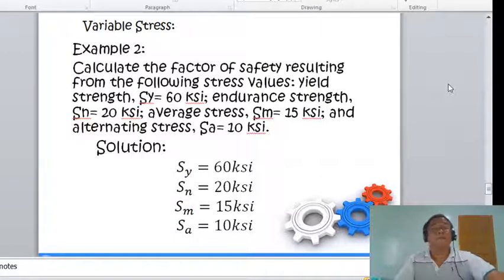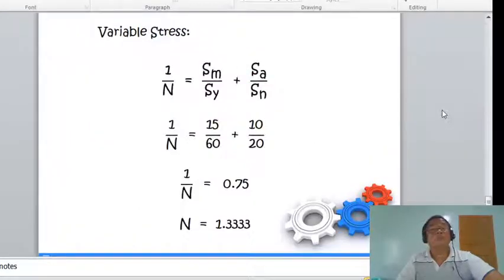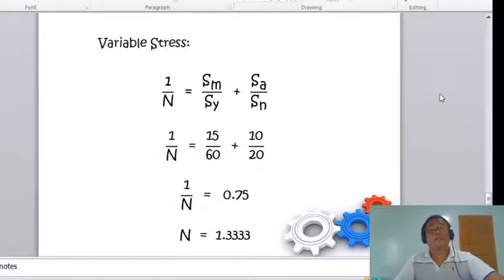So, the variable stress. We have here example number 2. Calculate the factor of safety resulting from the following stress values: yield strength equals 60 psi, endurance 20, average stress Sm 15 psi, and alternating stress of 10 psi. So given these, the solution from the Soderberg equation gives a factor of safety of 1.33.